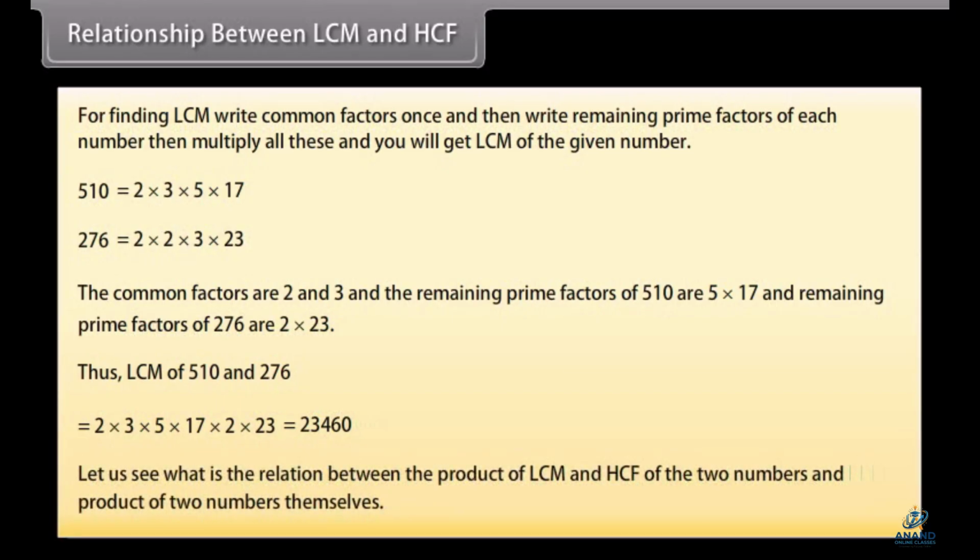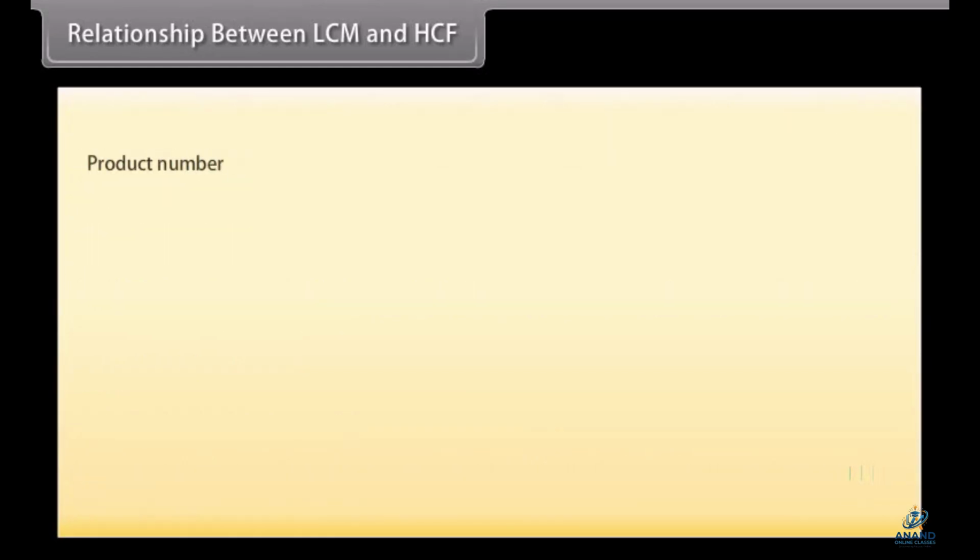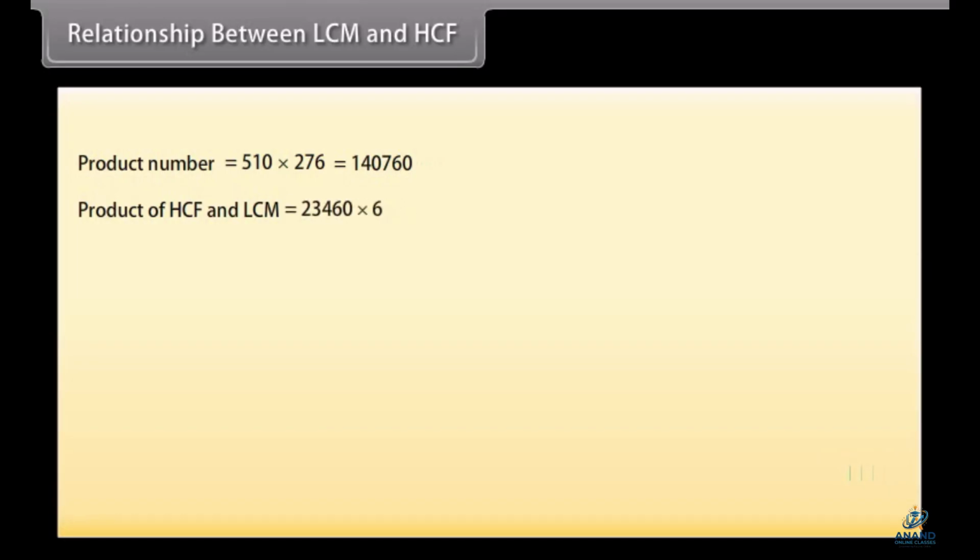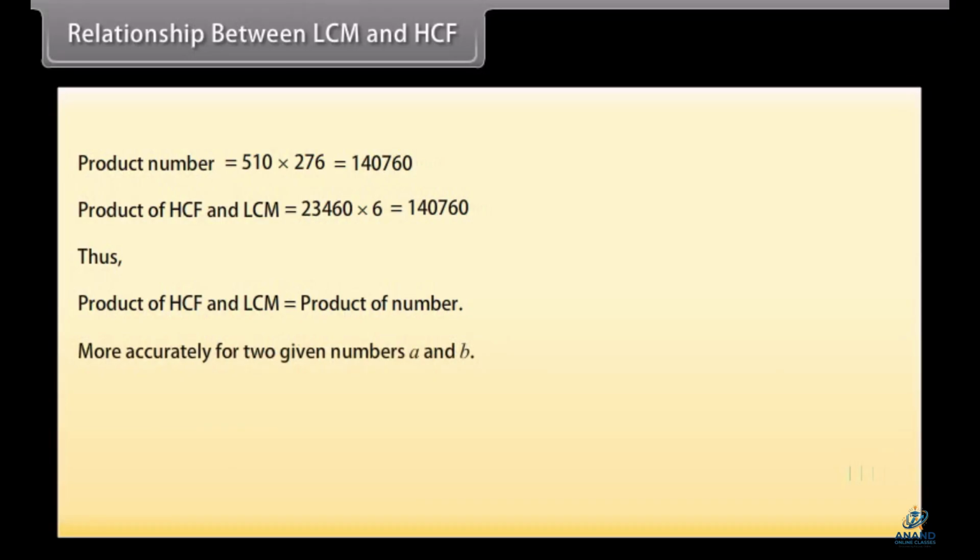23,460. Let us see what is the relation between the product of the LCM and HCF of the two numbers and the product of the two numbers themselves. From the above discussed example, the product of the numbers is equal to 510 into 276, which equals 1,40,760. The product of HCF and LCM is equal to 23,460 into 6, which is 1,40,760. Thus, the product of HCF and LCM is equal to the product of the numbers. More accurately, for two given numbers a and b, HCF(a, b) into LCM(a, b) is equal to a into b.